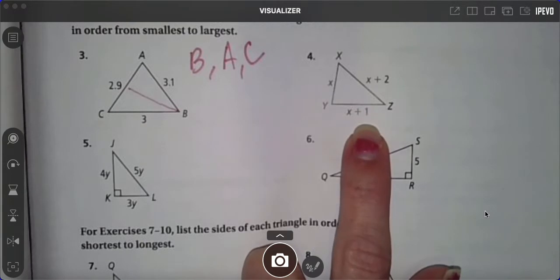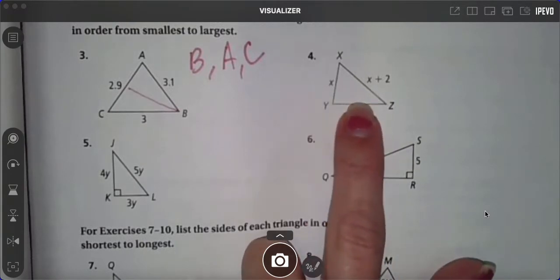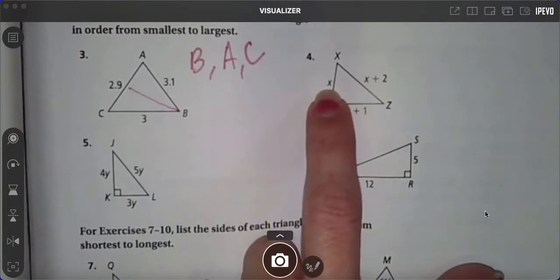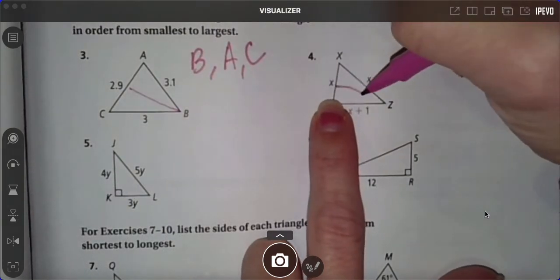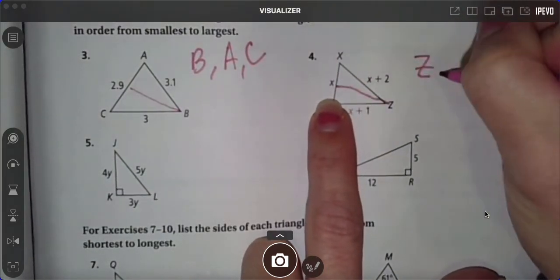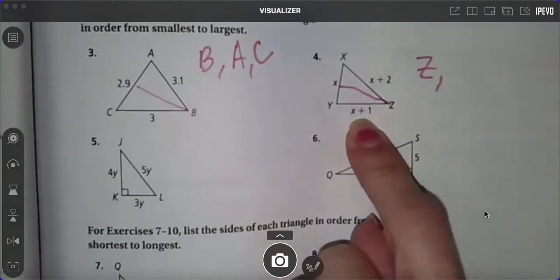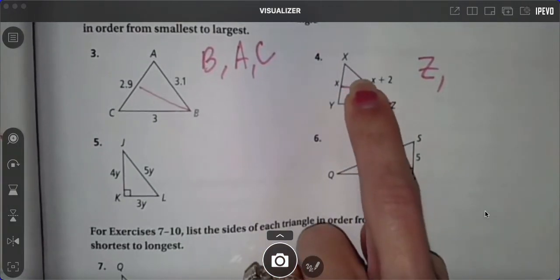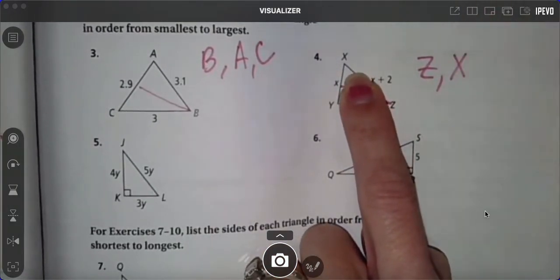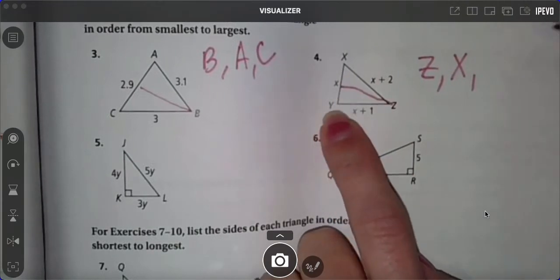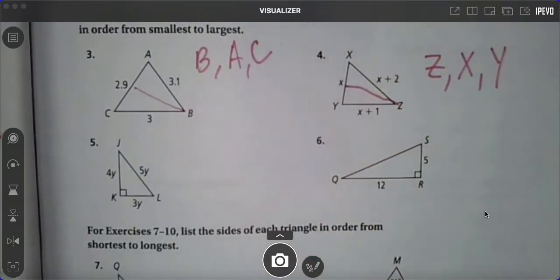So for like x plus 1, would that be x? Yeah, so first I'm going to write my X goes with Z. So I'm going to write my Z. Then I'm going to do the X plus 1 is the next biggest. It goes with angle X. And then I'm going to write my Y. Okay, I have ordered those angles from smallest to biggest based on the side across from them. The bigger the side, the bigger the angle. Okay, does this make sense?